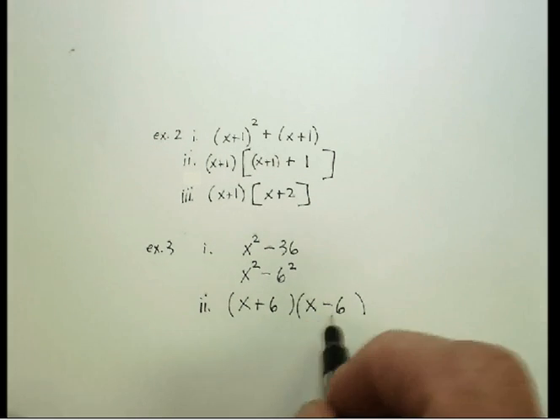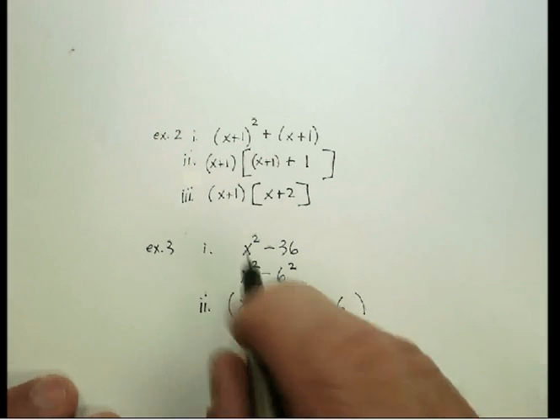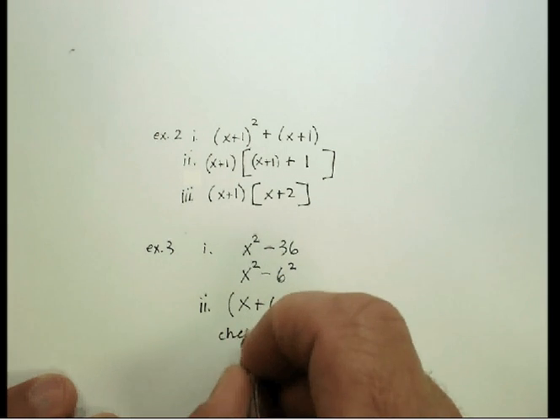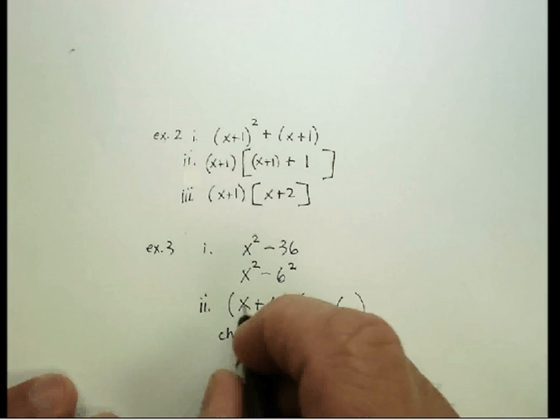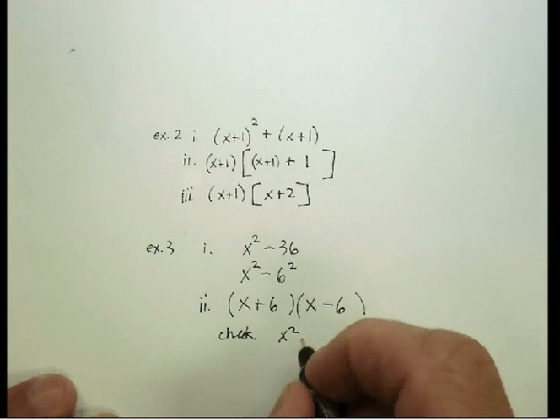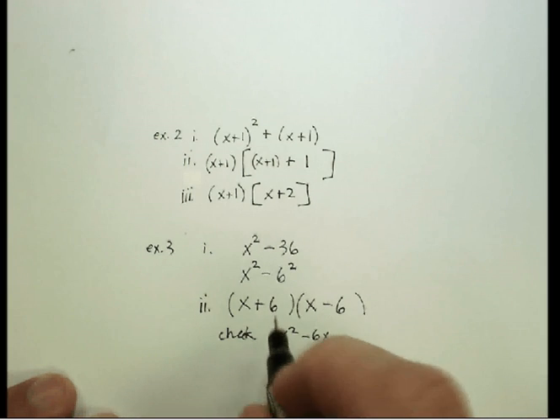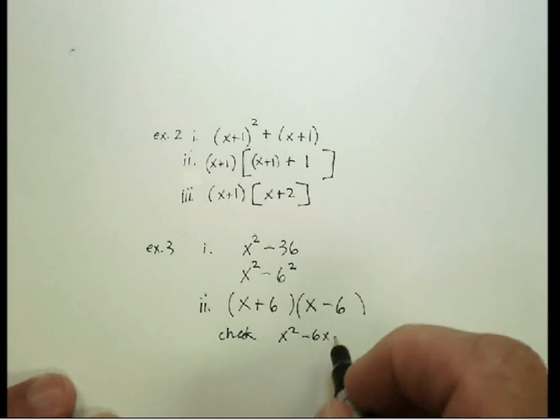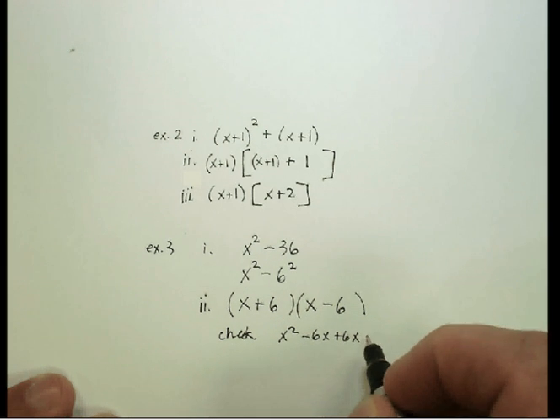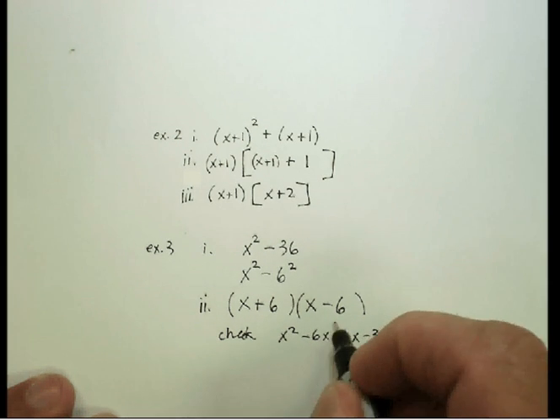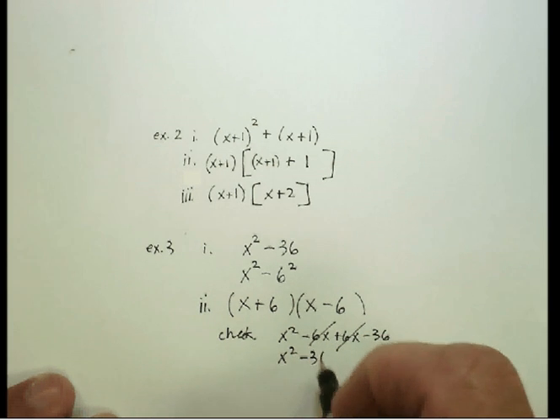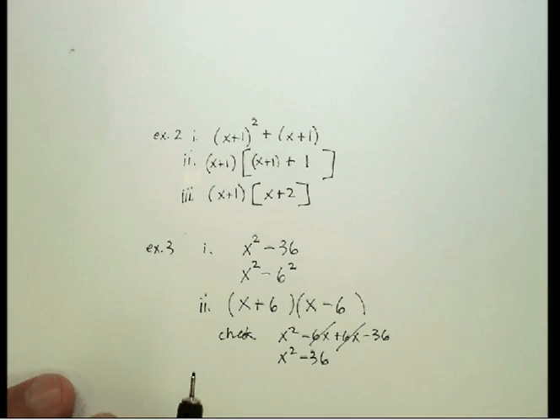If you were to FOIL this, in other words, redistribute it, you would get this particular problem. Let's do it real quickly. We'll call that the check. So x times x, x squared. X times negative 6, negative 6x. 6 times x is positive 6x. And then 6 times negative 6 is a negative 36. Those cancel, and I'm left with x squared minus 36.